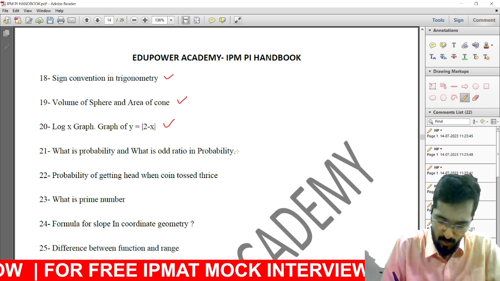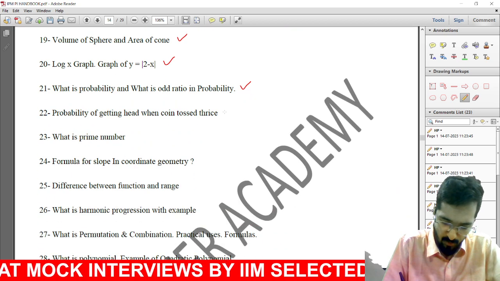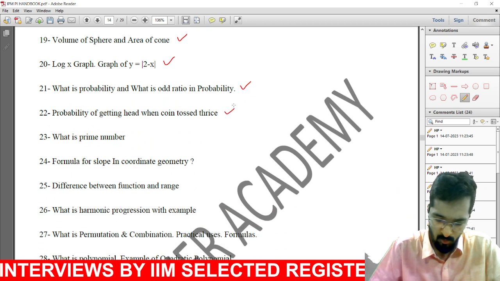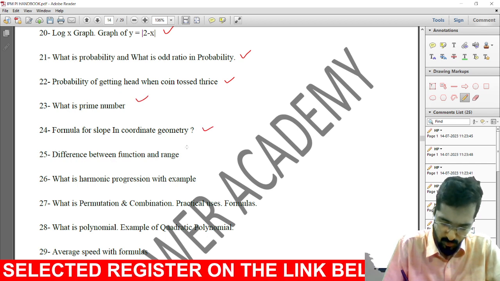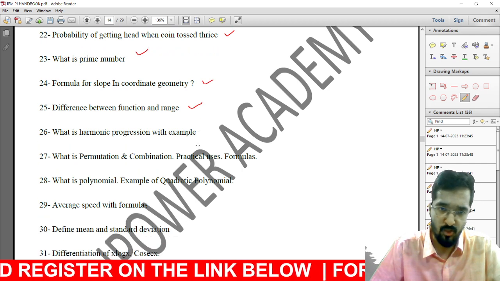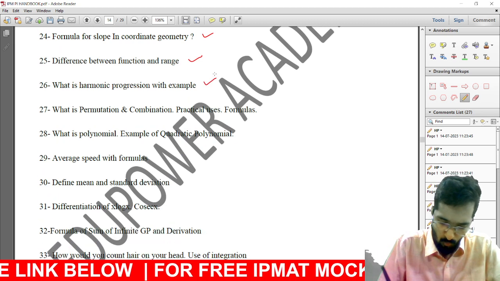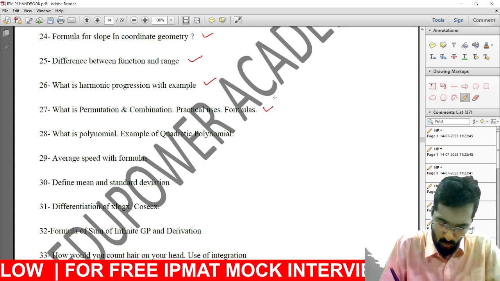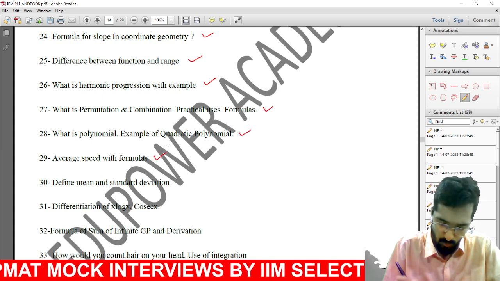What is probability and what is the odds ratio in probability, you should know. Probability of getting head when a coin is tossed thrice. What is a prime number? Formula for slope. Again coordinate geometry, you can see. Difference between function and range, function questions are asked. What is harmonic progression with example? What is permutation combination? What is polynomial? Examples of quadratic equation. Average speed with formula.